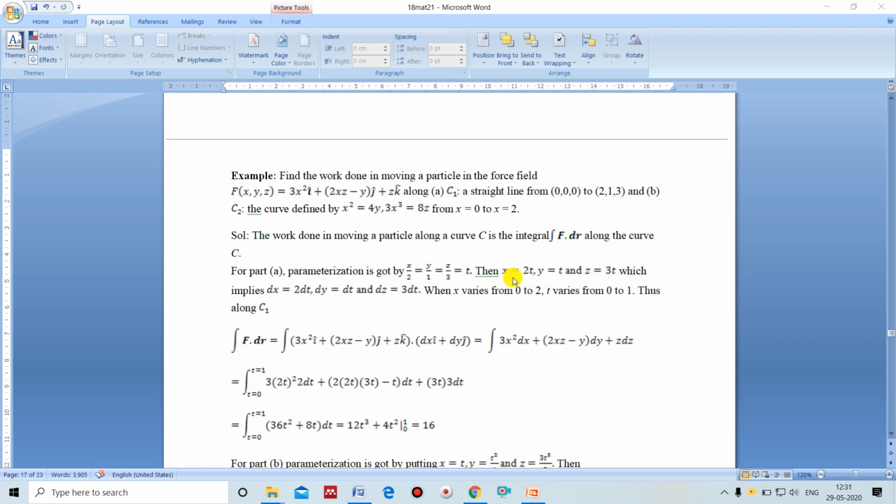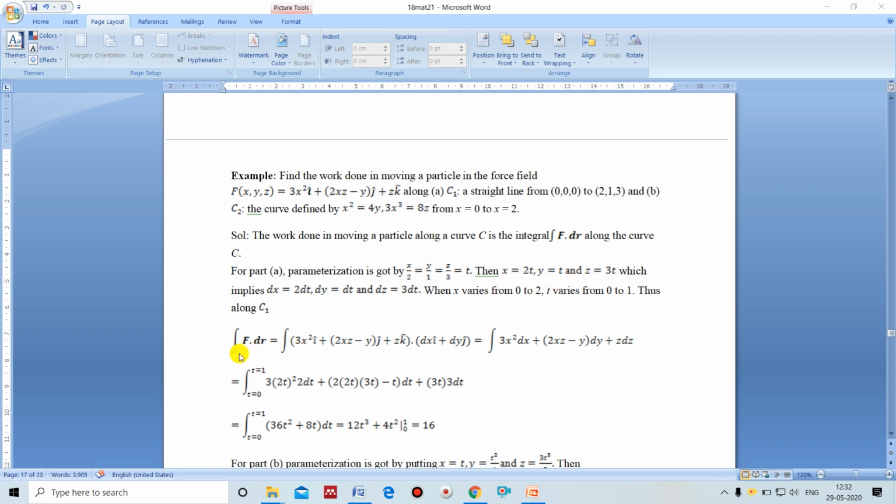Then differentiate with respect to t, we get dx by dt is equal to 2 or dx equal to 2 dt, dy by dt is equal to 1 or dy is equal to dt, dz by dt is equal to 3 or dz is equal to 3 dt. Then x varies from 0 to 2, means put x equal to 0, t is equal to 0, put x equal to 2, t is equal to 1. Similarly here also, t is equal to 0 to 1.